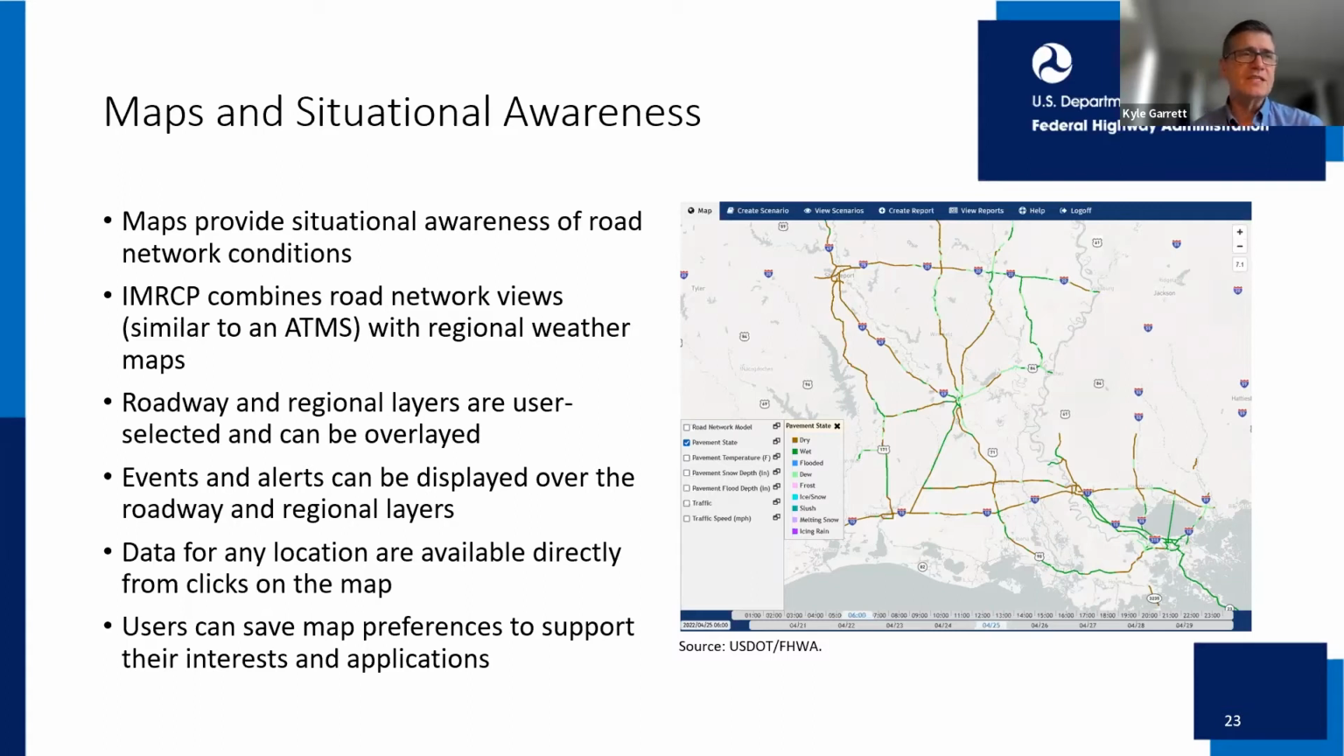Data for any location that you might want to pick, in this case, say on a roadway, you can click on it and you'll then get a pop-up that shows you all of the detailed conditions on that roadway, as well as in the general area. Users can save the map preferences so that you don't have to always be adjusting which layers you wanted to see or what zoom level you wanted to see on the map. All right, next slide, please.